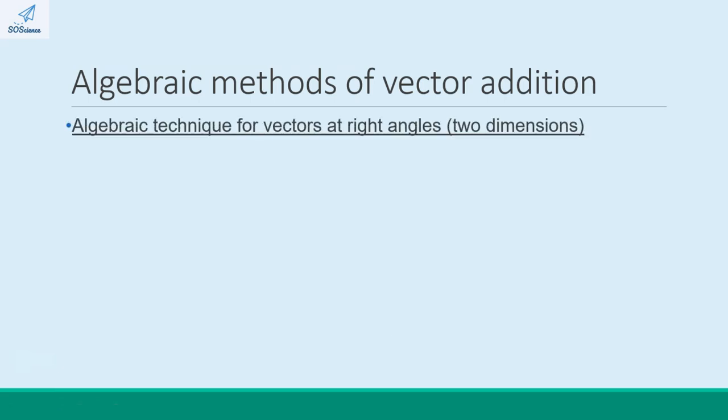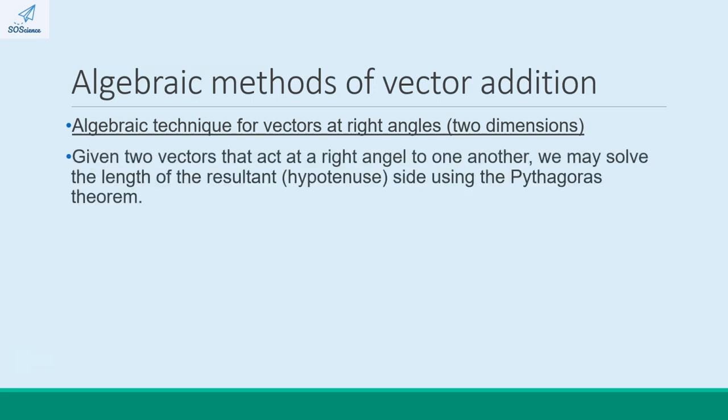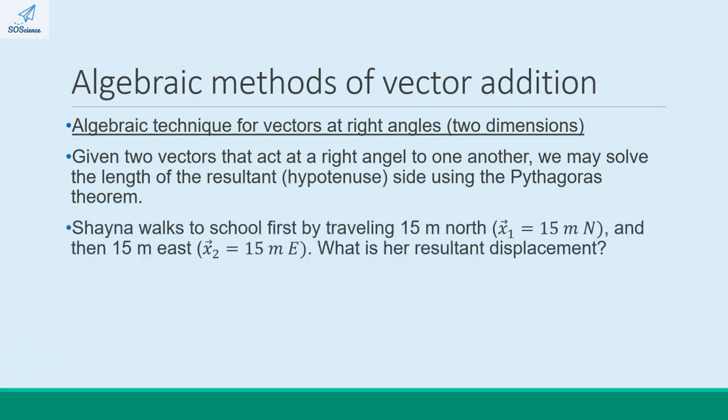Now that we understand how to do vector addition mathematically in one dimension, let's look at the algebraic technique for vectors that are at right angles to one another. And being at right angles is an example of two dimensions. So if we have two vectors that act at right angles, we may solve the length of the resultant, which is called the hypotenuse, using Pythagoras' theorem. So let's take a look at an example.